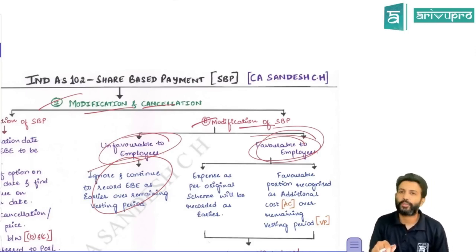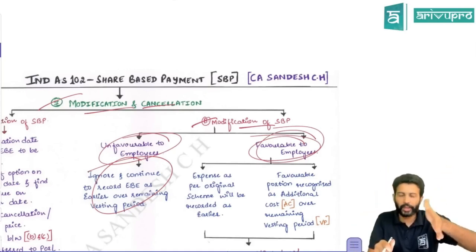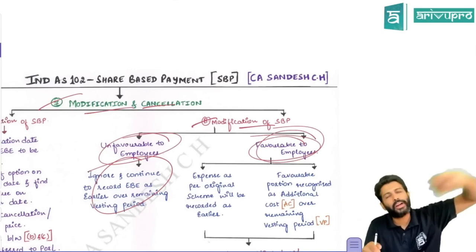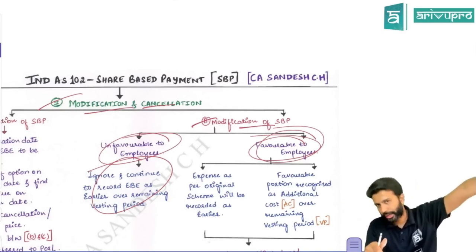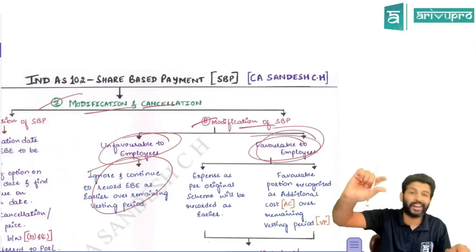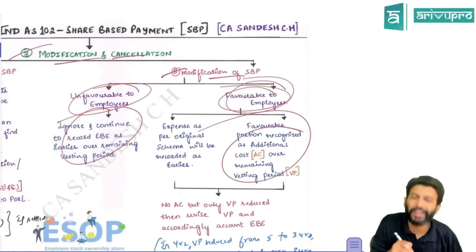So in this case, you have to split it into two parts. One is your original plan. For the original plan, whatever you have already put up in the table and been working on, continue the same thing. Now you did some modification and you're getting an additional cost. Whatever additional cost you get has to be amortized over the remaining vesting period.